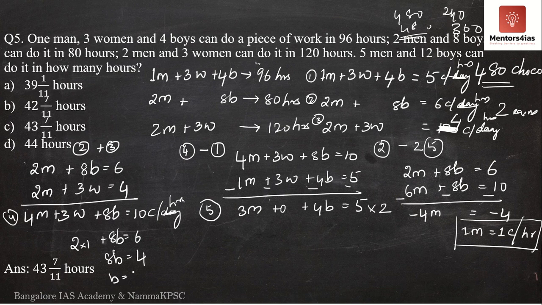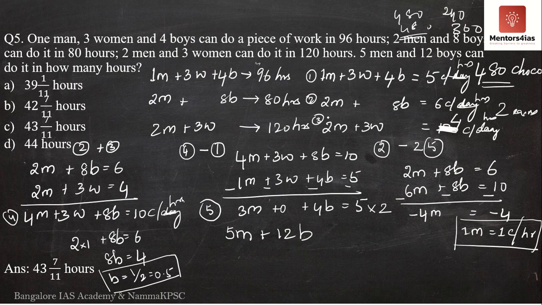b is nothing but 4 by 8. 4 by 8 is nothing but half, or equal to 0.5. That is half a chocolate per hour. That is the number of chocolates eaten by a boy. Now the question is asking for what? The question is asking how many hours 5 men and 12 boys need.